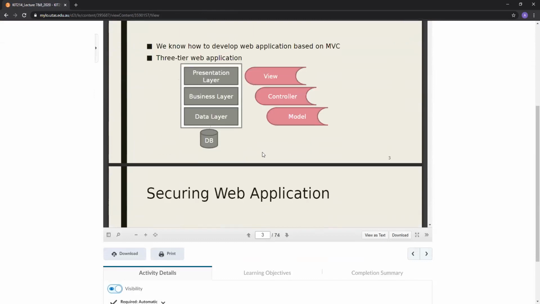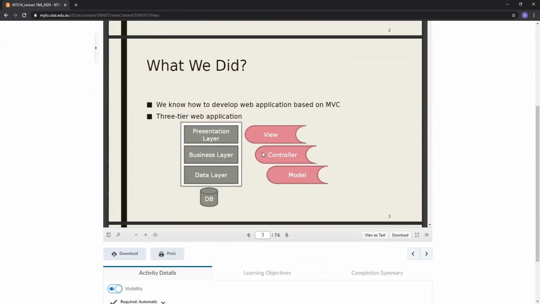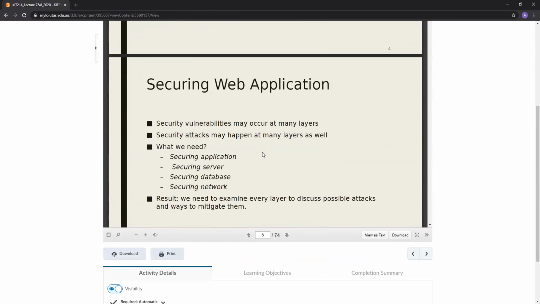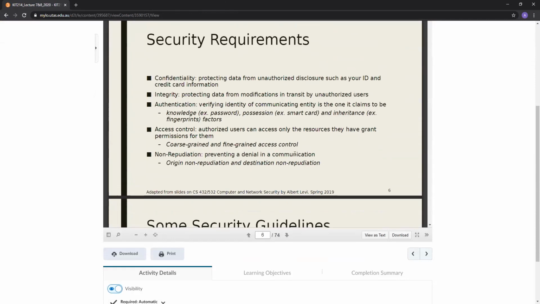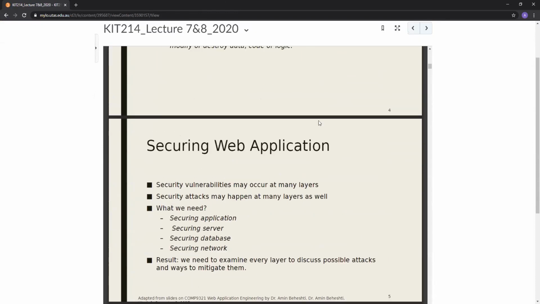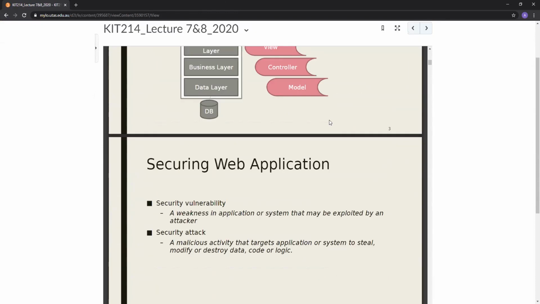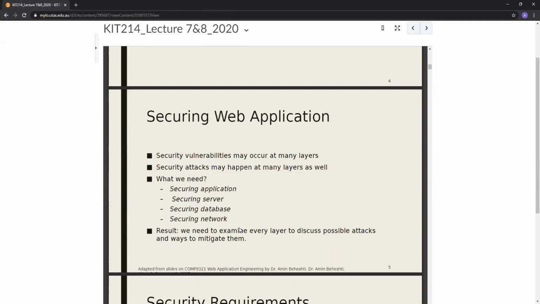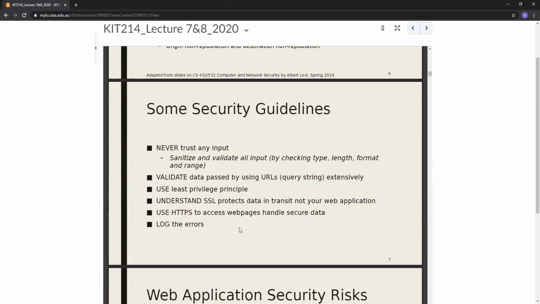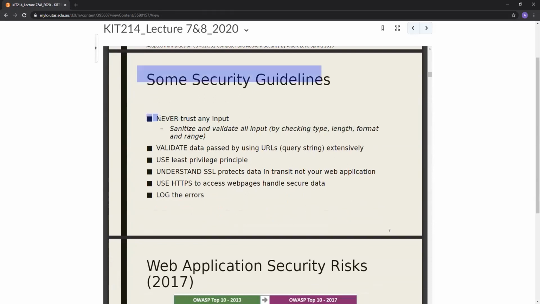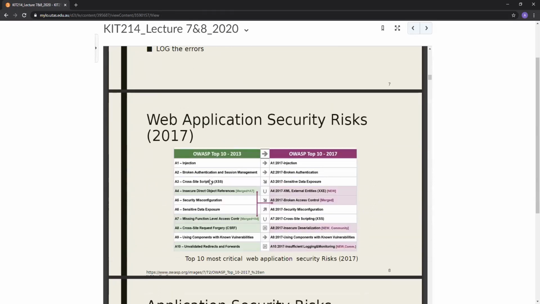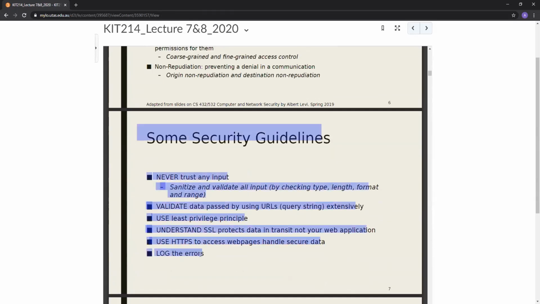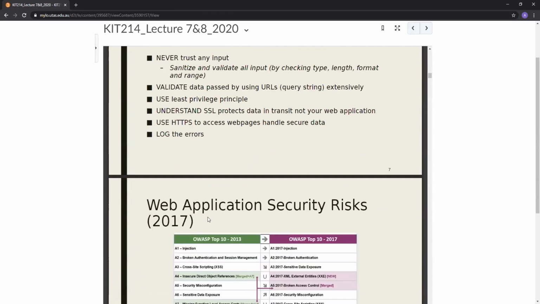So then there's the web attack stuff. You could have questions like, what are the security vulnerabilities or weaknesses, and what are the security attacks that can exploit those things? And once again, this is something we looked into on pretty much every single slide after this one, the very basic security guidelines.